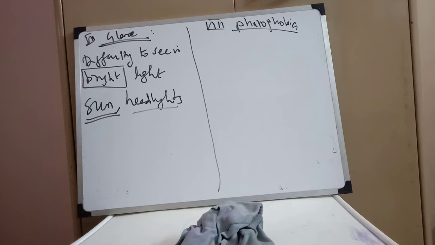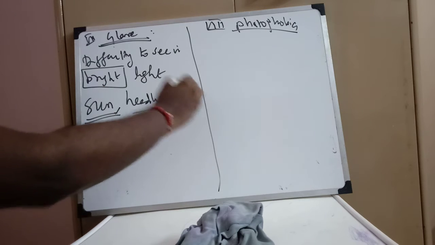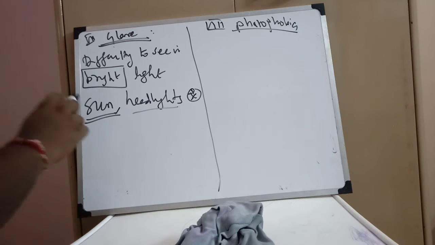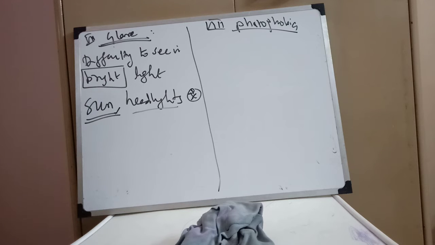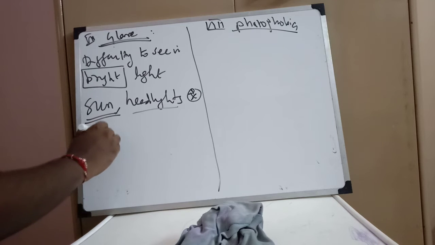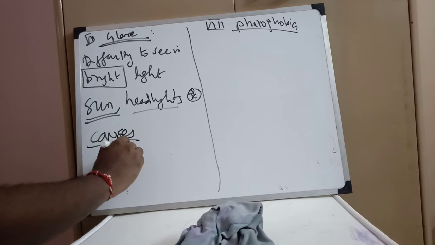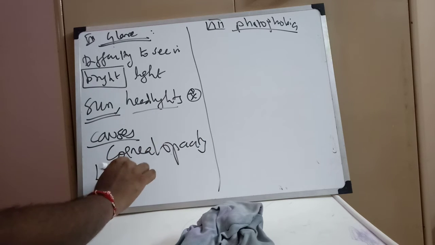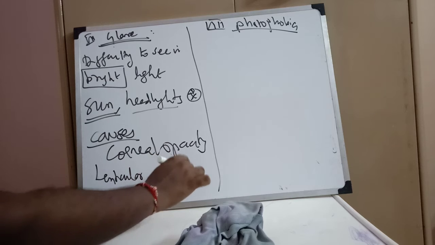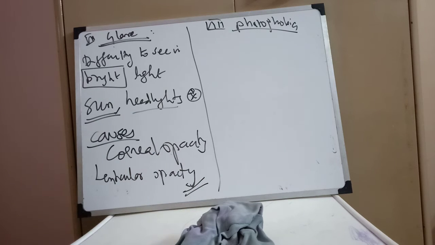So headlights and the sun are the normal ways of testing whether a person is going to have glare or not. If you have glare in these, it means you are a normal person. If you have glare in bright light other than these two conditions, only then can you be classified as having that symptom. So what are the causes of having glare? You can have corneal opacity and you can have lenticular opacity. So glare is seen in corneal opacity and in lenticular opacity. And remember, the way to test glare is by the sun and headlights.